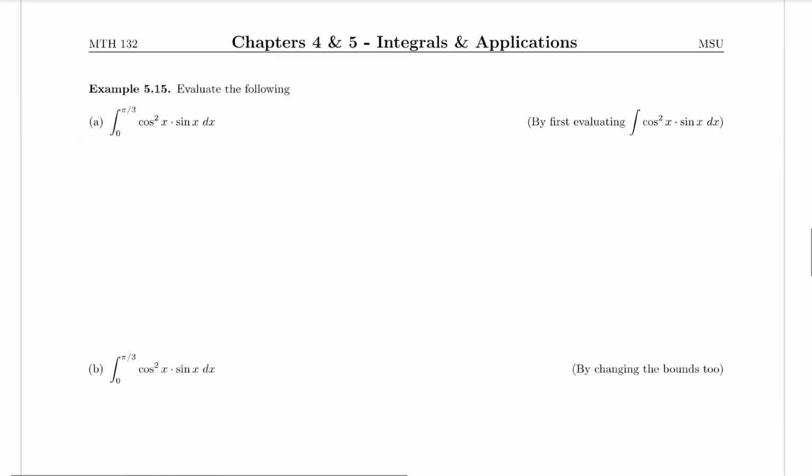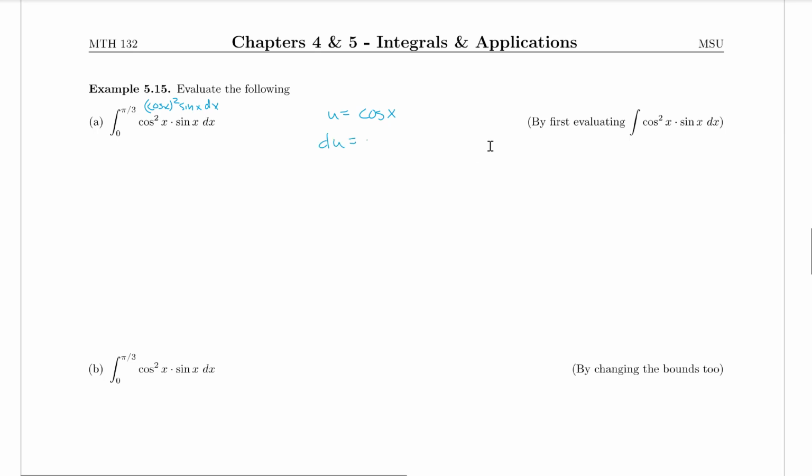So for example 15 here, we're going to do the exact same integral twice. First, we're going to do it the way that we just did the last problem by finding the antiderivative of x and then plugging in our original x bounds. So what we're going to do here is we're going to have that u equals the cosine of x, because what we have here is the cosine of x squared times sine of x dx, and the cosine function is inside of this composite function, so that has to be our u.